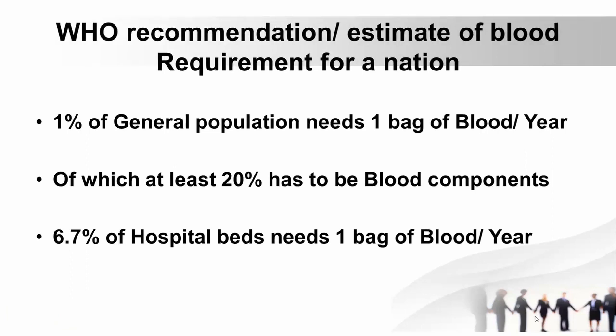WHO recommendation or estimate of blood requirement for a nation or a health facility. The estimate is a general estimate by WHO, World Health Organization. 1% of the general population needs 1 bag of blood at a certain point in time per year. Coming to Ethiopian population of 120 million, that means 1% of the population need 1 bag of blood per year. In that case, in Ethiopia, 1.2 million bags of blood are needed or should be harvested every year.